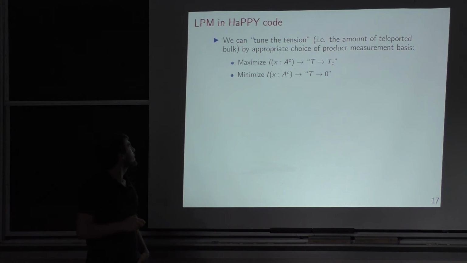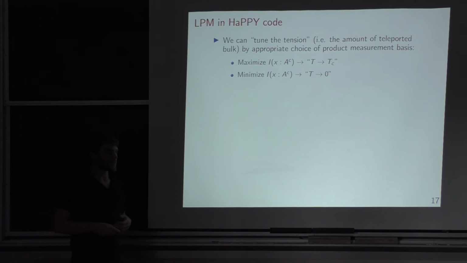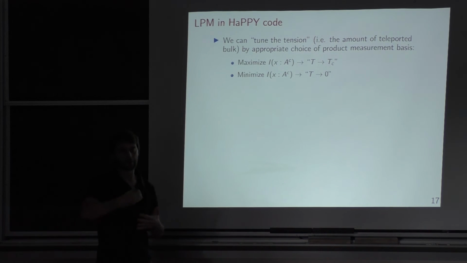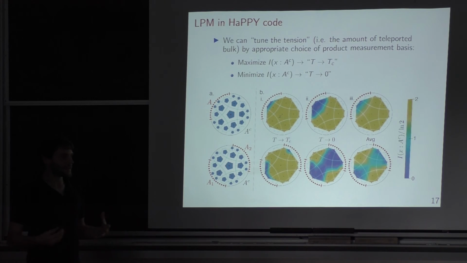So if you maximize the mutual information, this means that you are keeping the bulk qubits, and so you have a near critical tension brane. If you minimize it, it means that you are erasing the bulk qubits, and so you have a zero tension, or something like a zero tension. So these are numerical results. When you see yellow, it's large mutual information. Blue is small mutual information. So essentially, the bulk is erased whenever it's blue, and the bulk is kept whenever it's yellow.